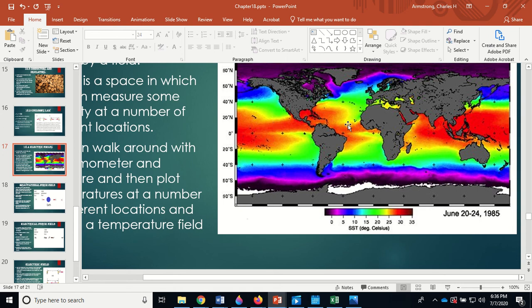So you can go around with a thermometer and measure all these and make a temperature field. So you've got data, and you've got position. Data, position. Okay, now you've got yourself a field.